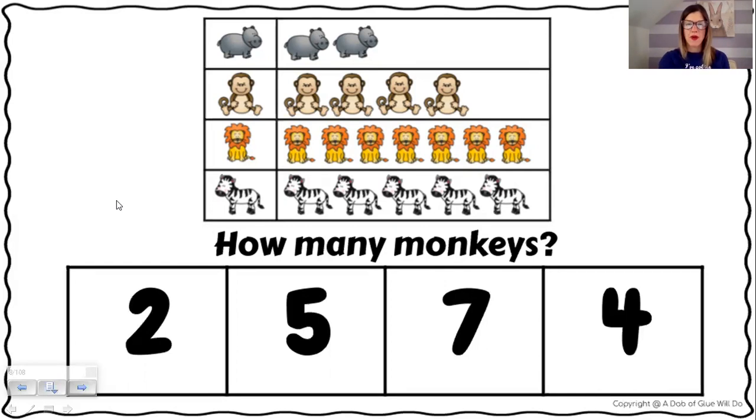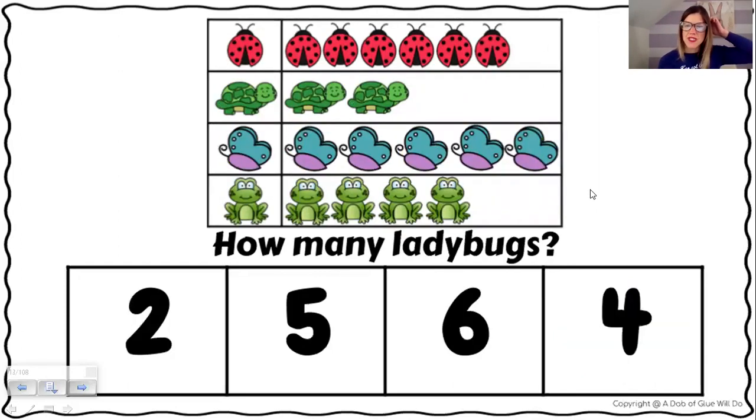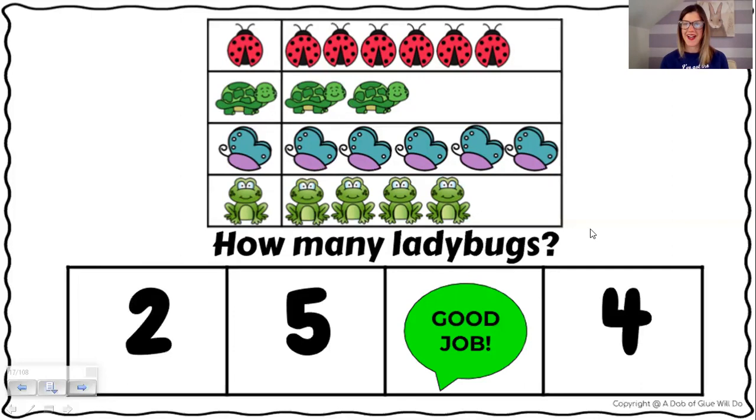Okay, point to them. I see 1, 2, 3, 4 monkeys. Let's see if we're right. Good job. Okay, now the question says, how many ladybugs? Okay, so we have pictures of different living creatures now. Go on up to the ladybug. Count how many there are. Okay, I see 1, 2, 3, 4, 5, 6. Six. Oh, good job.